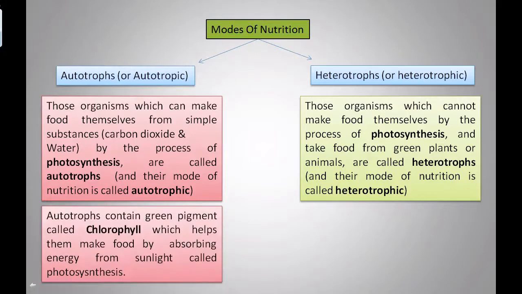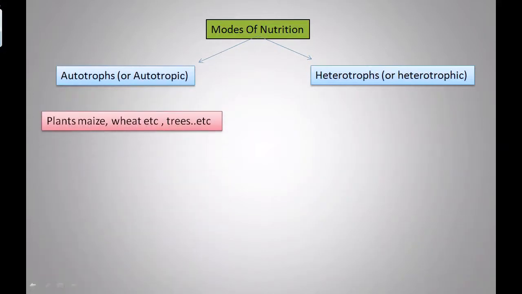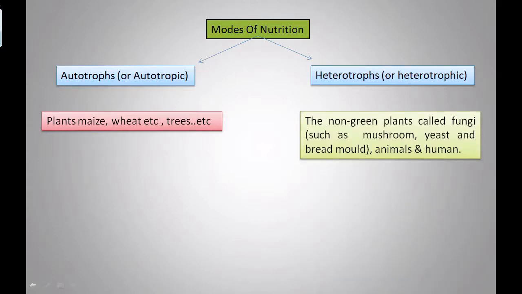Autotrophs contain green pigment called chlorophyll, which helps them to make food by absorbing energy from sunlight, whereas heterotrophs do not have green chlorophyll, hence they are dependent on others for food. Examples of autotrophs are plants, maize, wheat, trees, etc. Examples of heterotrophs are non-green plants called fungi, such as mushroom, yeast, bread mold, animals, and humans.